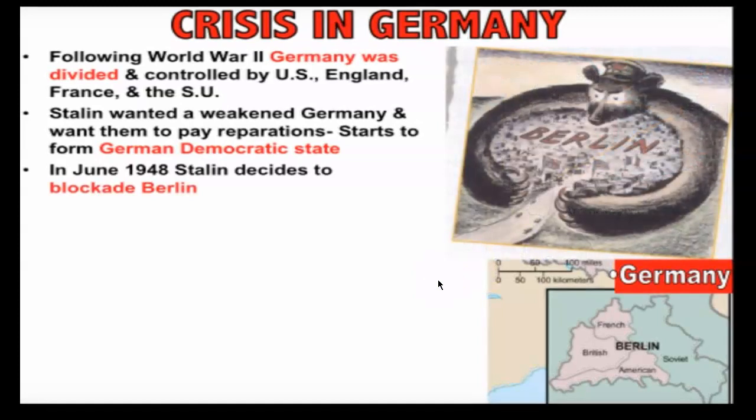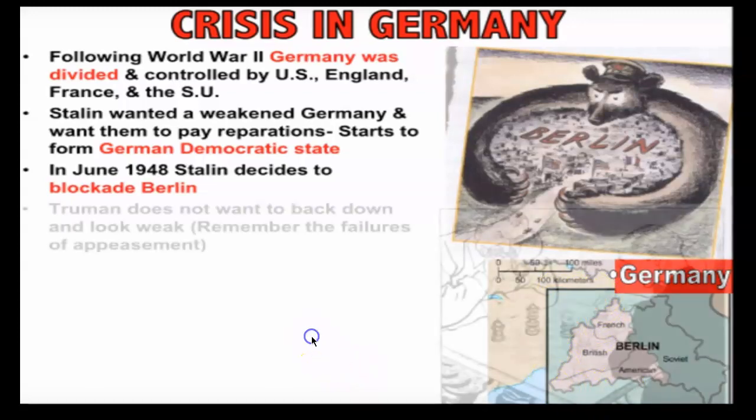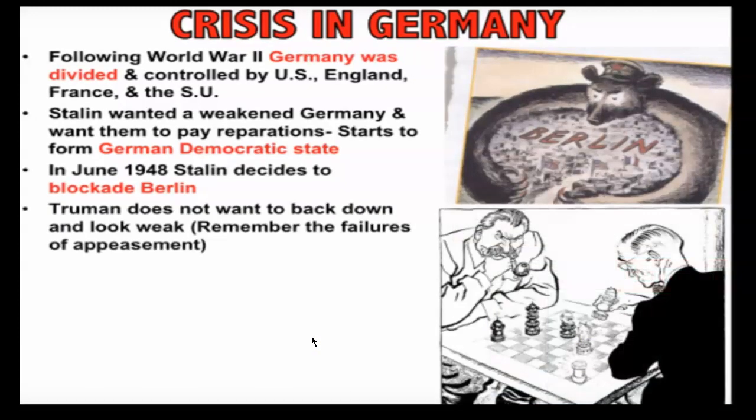So in June of 1948, Stalin decides to place a blockade around Berlin, which would prevent any goods or aid or supplies from coming into the citizens of West Berlin. Because remember, this part over here is all communist Germany. Truman does not want to back down. We saw this in the video the other day. He said, "We stay in Berlin for fear that we would look weak." He recalls the appeasement policy that was used with Hitler before World War II, and we know how that ended up.